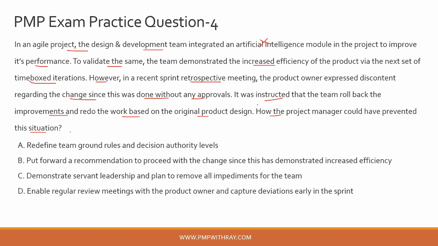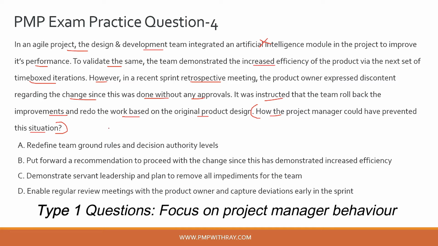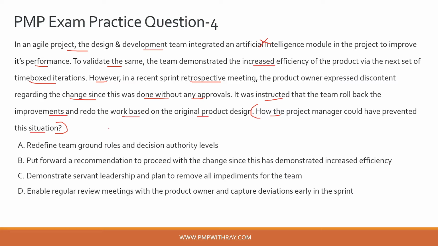Okay, now if we study the stem of the question, it hints at a behavior which the project manager needed to exhibit. And with that in mind, we might say that this is a type 1 question. Okay, now in a type 1 question, what we do, we use the ideal project manager behavior framework coupled with the positive bias principle. Now with that in mind, let's start evaluating the options one by one.